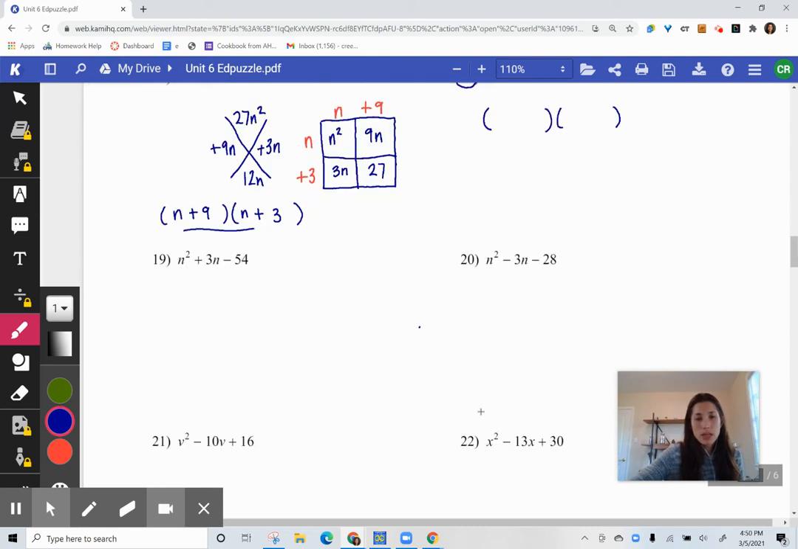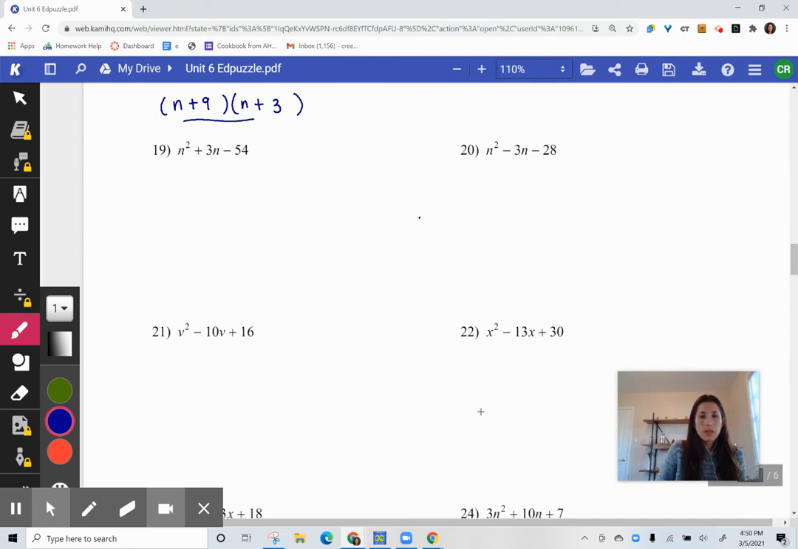Okay, let's try another one together. Again, first term in the first box, last term in the last box. So first term n squared, last term negative 54. We're going to multiply those, put it at the top of the diamond. And then we're going to put the middle term at the bottom of the diamond.